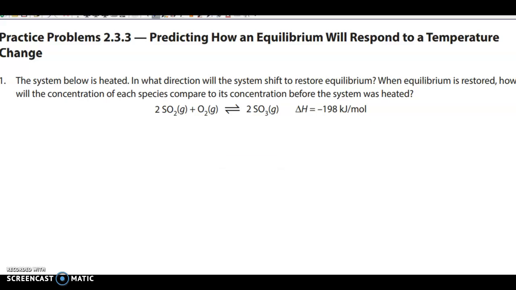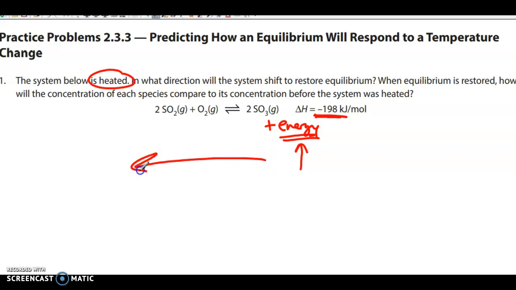Okay, so let's look at this next problem. We have the system below is heated. So we have a temperature increase. Let's check out what they're telling us. We have negative 198 kilojoules per mole. So that means this is exothermic. It'd be the same thing if I wrote here plus energy. It's an exothermic reaction. If we are heating it up, that's like we're adding in a product. We're adding in additional energy.